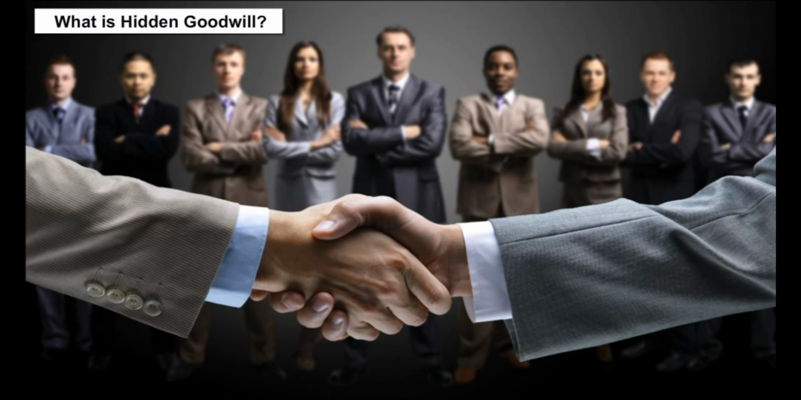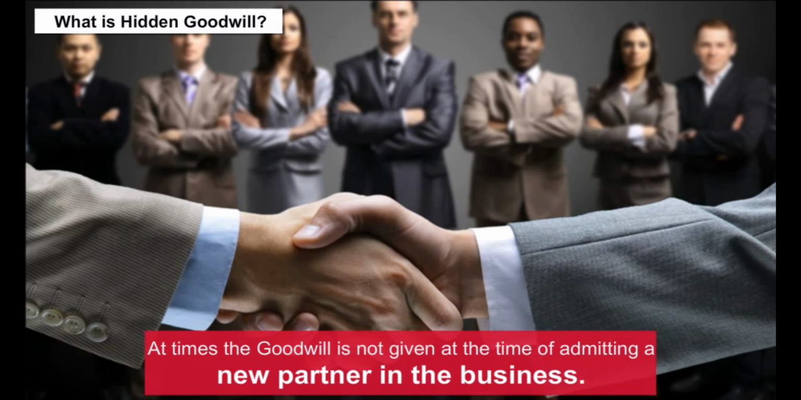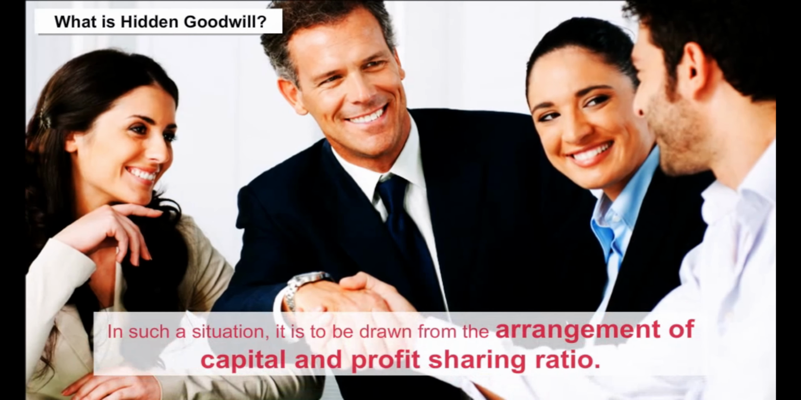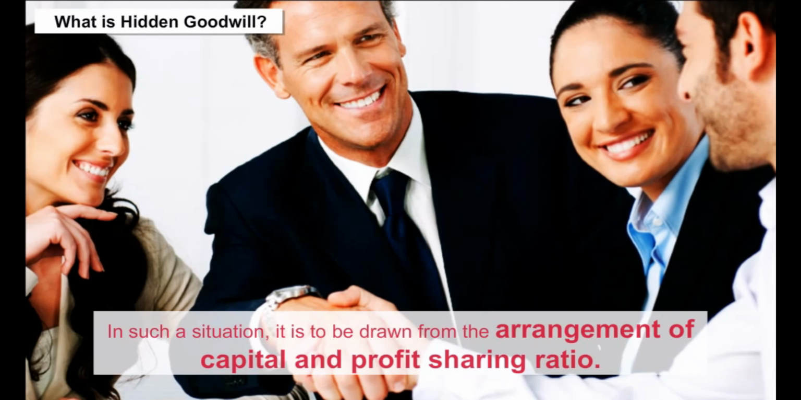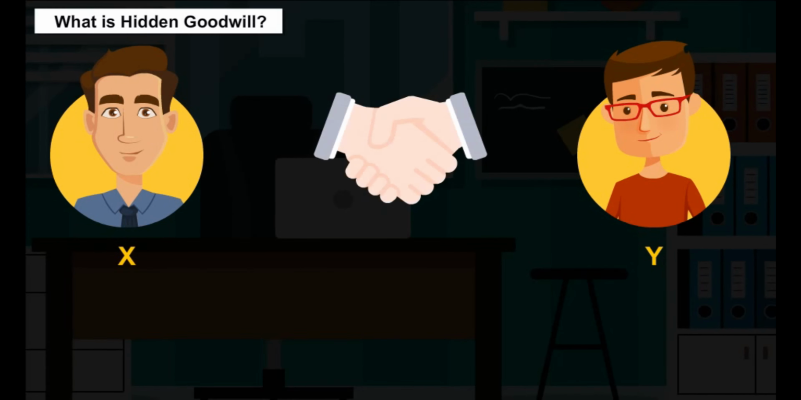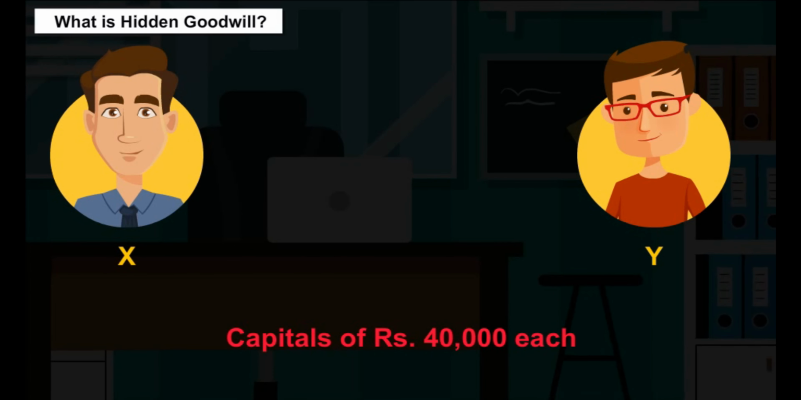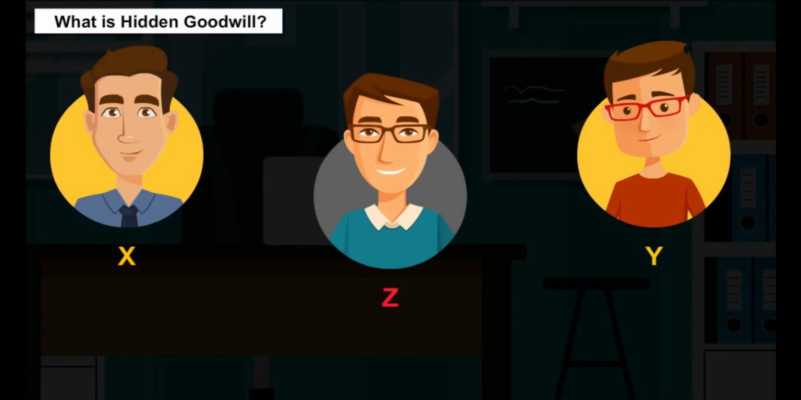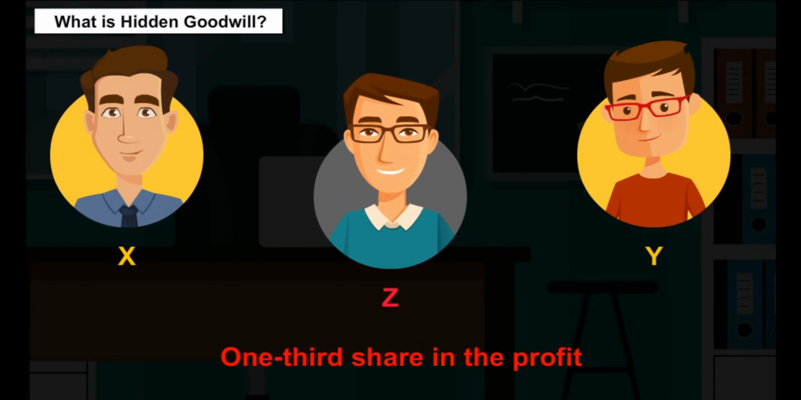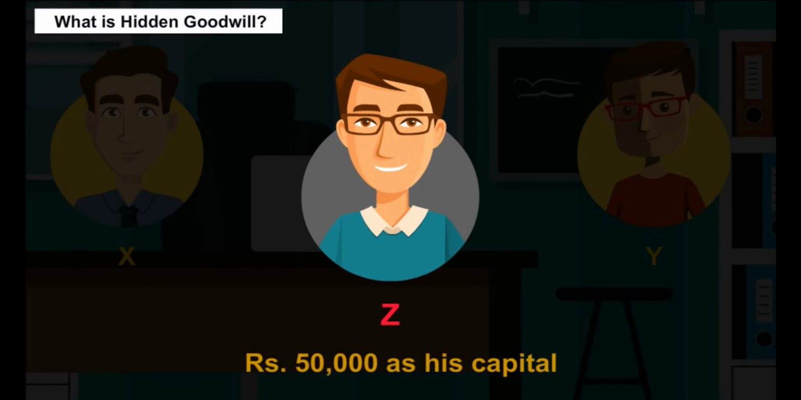Hidden goodwill. What is hidden goodwill? At times, the goodwill is not given at the time of admitting a new partner in the business. In such a situation, it is to be drawn from the arrangement of capital and profit sharing ratio. Let us take an example. X and Y are two partners sharing profits equally with capitals of rupees 40,000 each. They admitted Z as a new partner for 1/3 share in the profit. Z brings in rupees 50,000 as his capital.